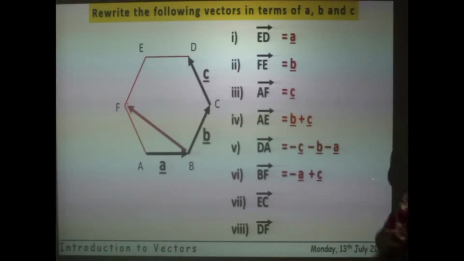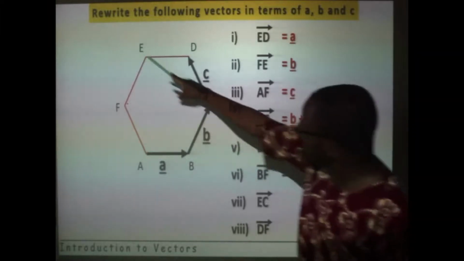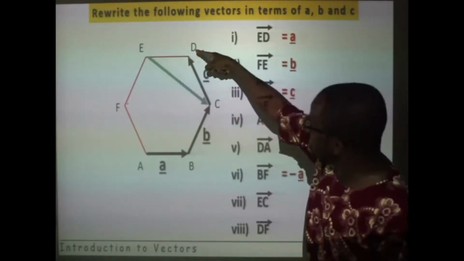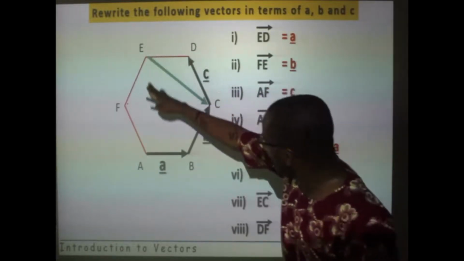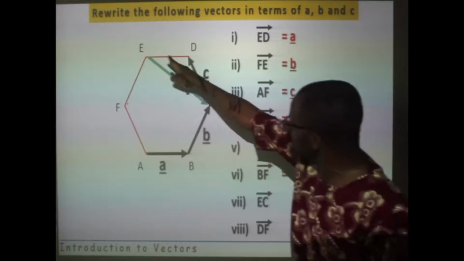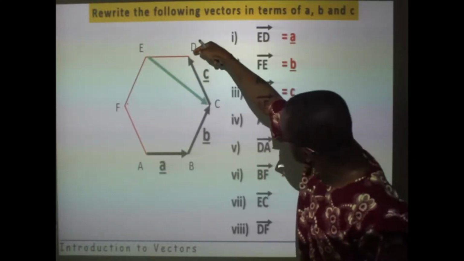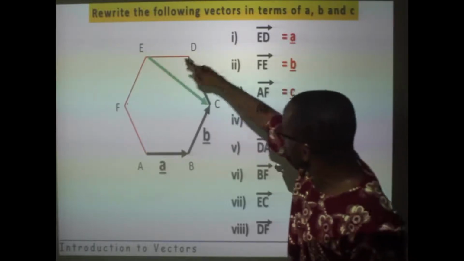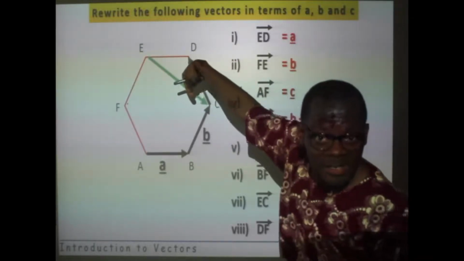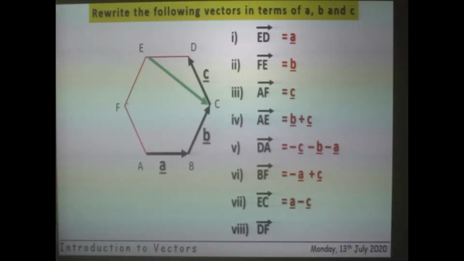There you go. How about EC? Now, let's see. Let's draw an arrow. Let's do EC. EC is going from E to D, then D to C. ED is the same as AB, so it's going to be A. Now, DC is the exact opposite of CD. So you have A minus C. Exactly. A minus C.